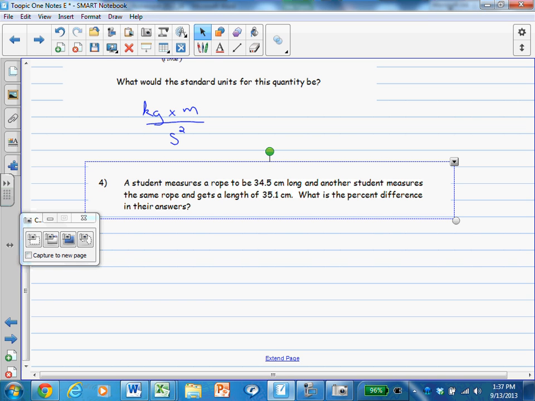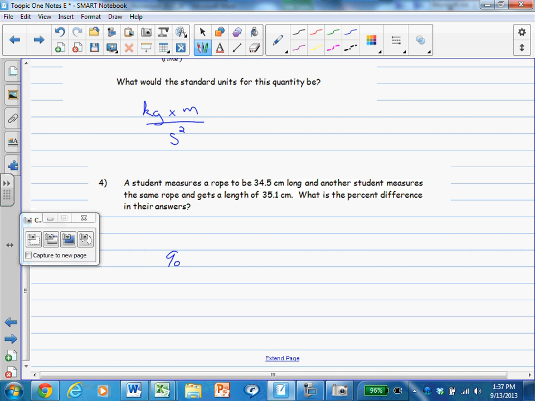So in this case, percent difference would equal the first number minus the second number over the second number, or is it over the first number? See, I don't really like that, but whatever. Times 100.